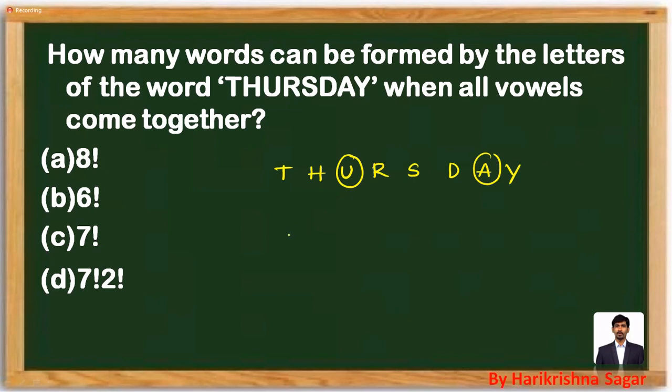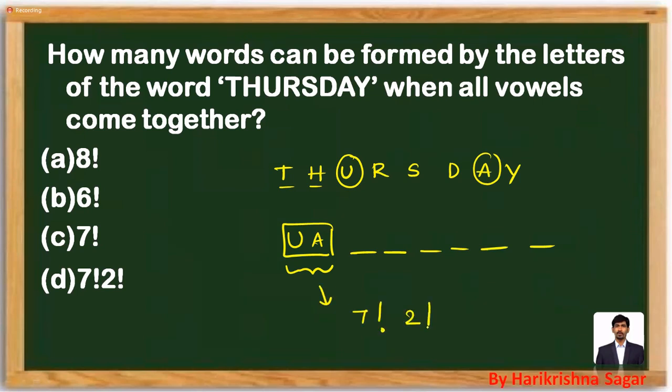So vowels are together is the question. That means U, A is together. If you keep U, A together, what are the leftover elements? Let me understand. Leftover elements are going to be the remaining 6. So this is one unit, and the remaining six, total seven units, can be arranged in 7 factorial. Two elements can be rearranged in 2 factorial. Answer choice is 7 factorial into 2 factorial. Mark it as option D.